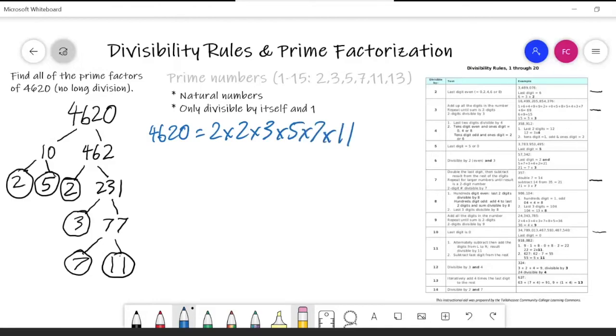So there you have it. Hopefully you've learned how to work with prime factorization, the factor tree, and divisibility rules.